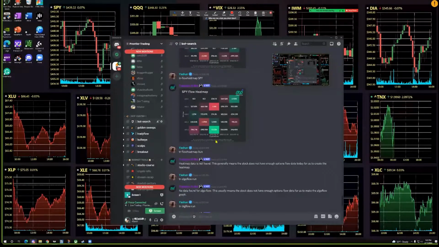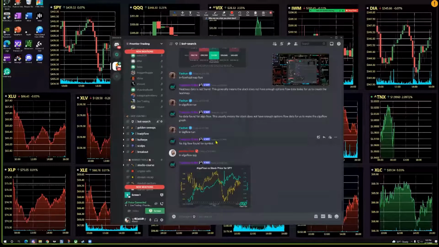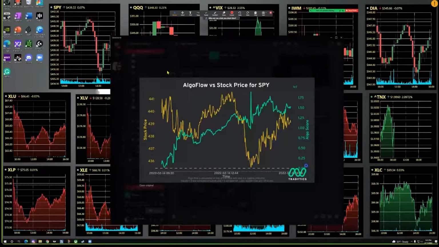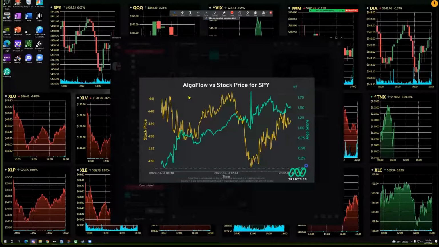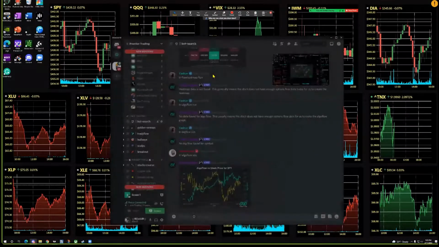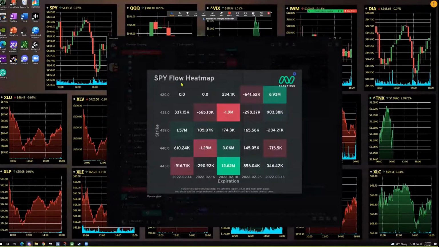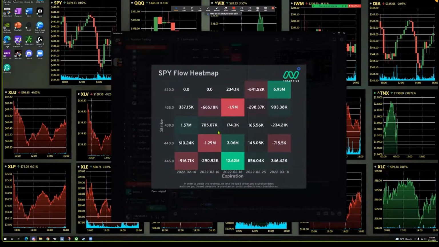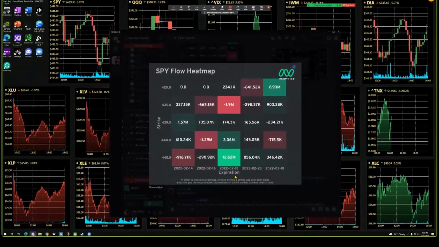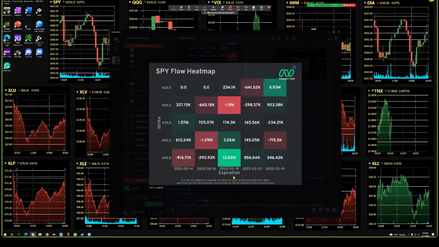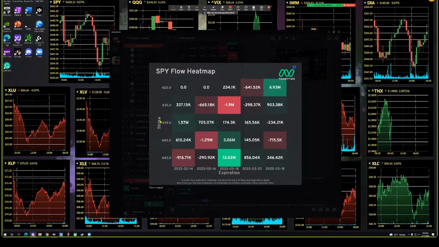But right off the bat, there's three charts that we're going to talk about. So one is going to be the algo flow versus the stock price. Now, this is not some Wall Street algo or anything. This is just simply an algorithm that tracks the option trades that take place in the market. And the flow heat map, which is basically an open interest chart, shaped in a graph with some sort of quadrants using the strikes and expiration dates.